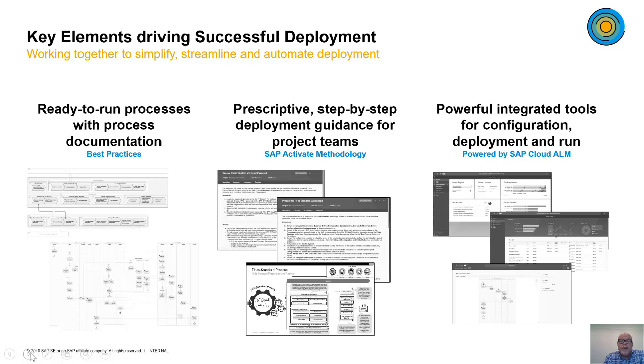Best Practices Explorer comes with ready-to-run processes and the process documentation as well. Roadmap Viewer, where you basically follow the prescriptive step-by-step deployment guidance for the project teams that are deploying the software in the organization. And then our new tool that we launched this year in 2019, currently in the early adopter phase with some of our customers, is a powerfully integrated tool for configuration, deployment, and running the software itself. Cloud Application Lifecycle Management. You'll hear more in the future.